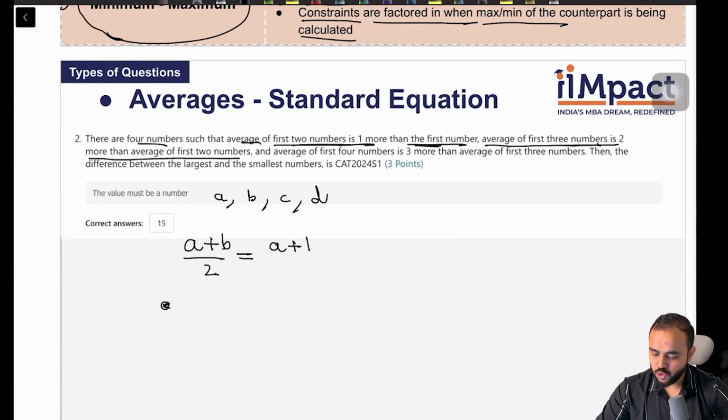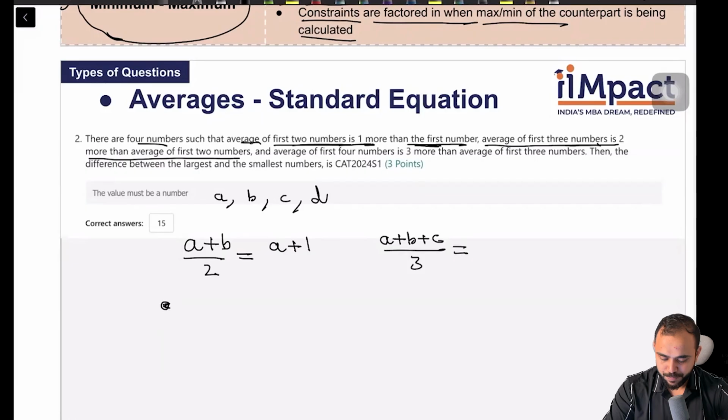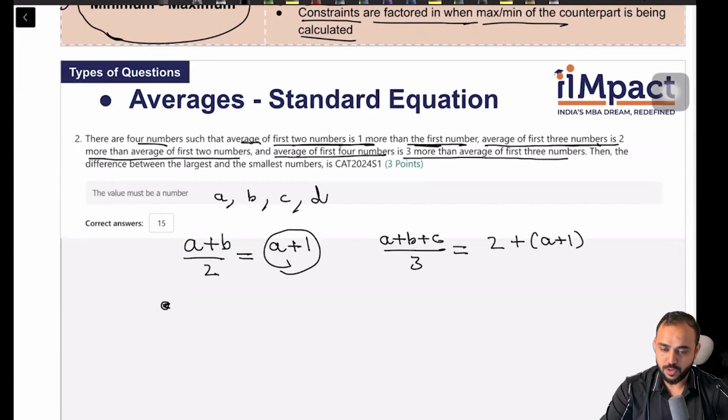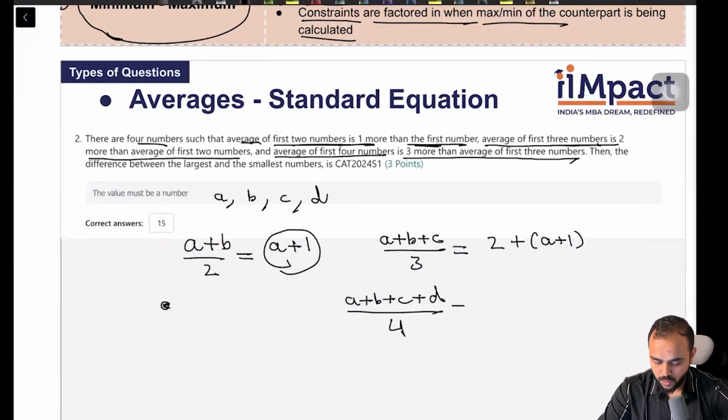The average of the first three numbers is 2 more than the average of the first two numbers, which means (a + b + c)/3 is equal to 2 more than the average of the first two numbers. And what was the average of the first two numbers? a + 1 here. Now let's write the next equation. The average of the first four numbers is 3 more than the average of the first three numbers, which means (a + b + c + d)/4 is equal to 3 more than the average of the first three numbers. So 3 plus this number, which is going to be what? 5 + a + 1.